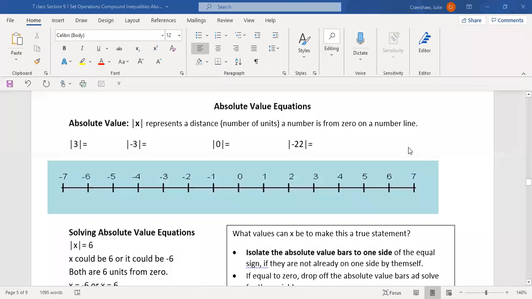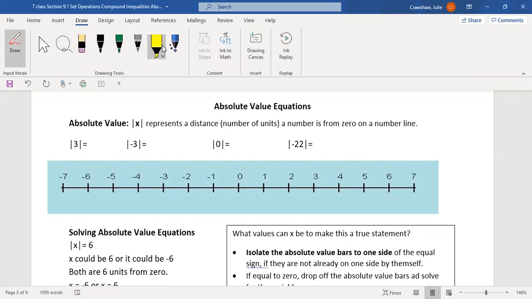Hello students, in this video lesson we are going to discuss absolute value equations. Now the two bars around the x represent absolute value. An absolute value measures the distance a number is from 0. So when I have the absolute value of 3, I'm asking myself how many units away is 3 from 0? And it's 3 units away.